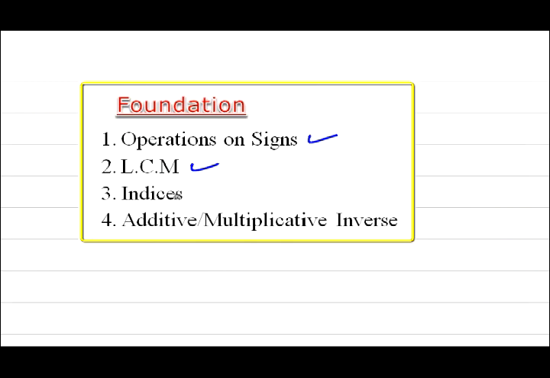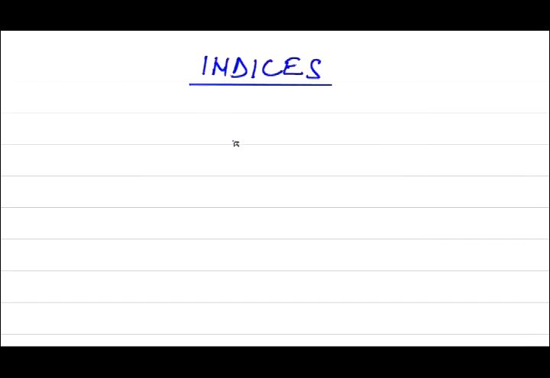The next is indices. How is your indices? Your indices has to be very, very strong if you are to be good in change of subject of formula. Let's revisit it again. Now you still remember your laws of indices. The first law says that a raised to power m times a raised to power n is equal to what? A raised to power m plus n.